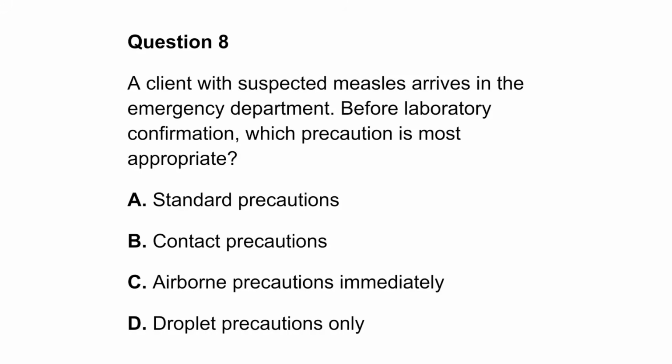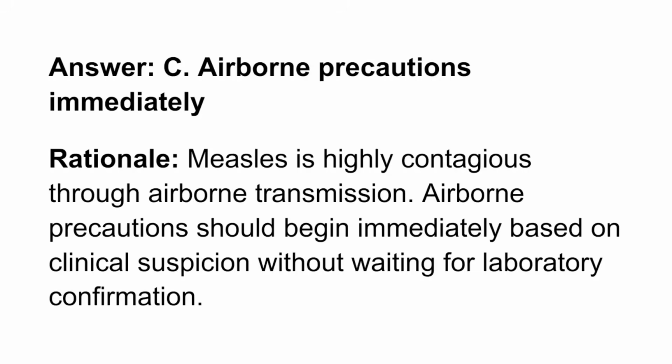Before laboratory confirmation, which precaution is most appropriate? A. Standard precautions. B. Contact precautions. C. Airborne precautions immediately. D. Droplet precautions only. Answer: C. Airborne precautions immediately. Rationale: measles is highly contagious through airborne transmission. Airborne precautions should begin immediately based on clinical suspicion without waiting for laboratory confirmation.